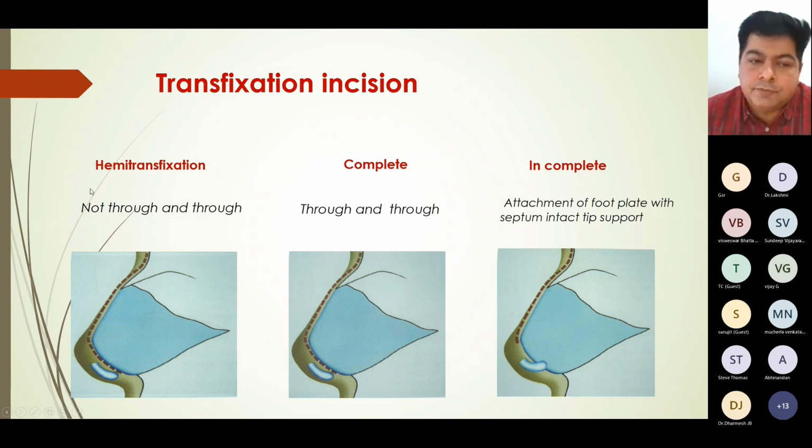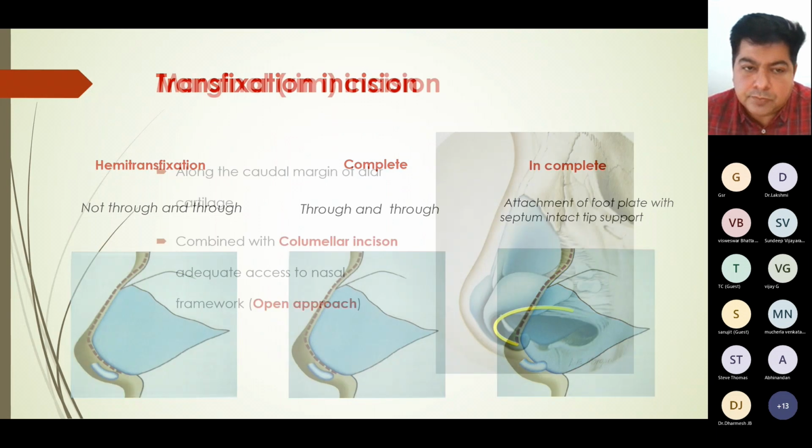What are these? Hemi-transfixation means when the incision is only on one side of the nose. It is not through and through. Complete transfixation enters from one aspect and goes to the opposite side. That is complete transfixation. And incomplete is when the membranous septum is divided completely, but the attachment of the footplate is kept attached to the septum. The fibrous attachment is kept intact.